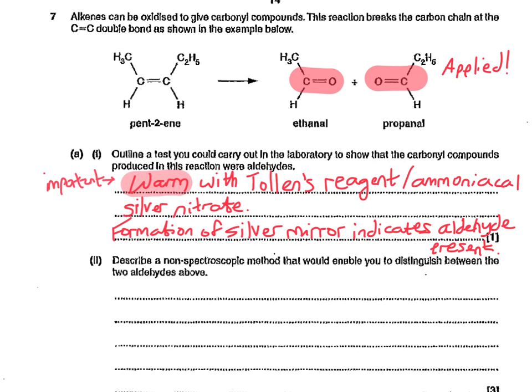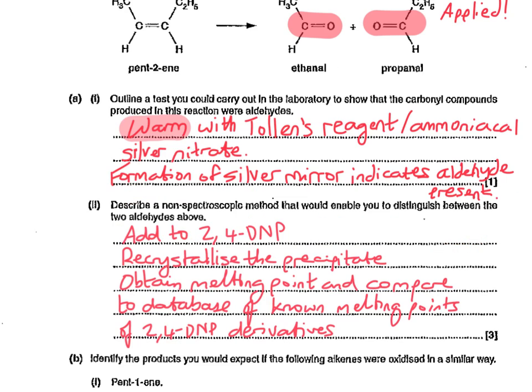And then it says describe a non-spectroscopic method. Now we've done a demonstration of this non-spectroscopic method in this clip. It's obviously 2,4-DNP. So let's move the page down to enable us to fill that part of the question out. So firstly you add it to 2,4-DNP. You recrystallize the precipitate formed and then obtain the melting point and compare it to a database of known melting points of 2,4-DNP derivatives. So I said 3 things to match the 3 marks that were available.